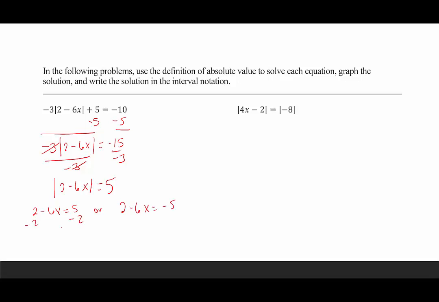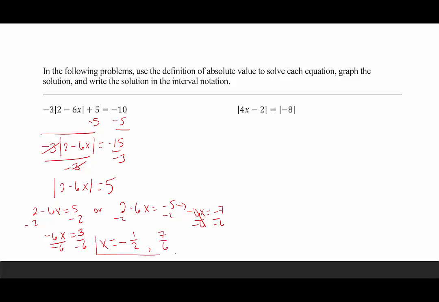Here we're going to subtract 2 from both sides. We get negative 6x is equal to 3. Divide both sides by negative 6. And we get x is equal to, this is a positive divided by negative, which will be negative, 3 over 6 simplifies to 1/2. For this one here, where I'm running out of space, I'm going to subtract 2 from both sides. We're going to get negative 6x is equal to negative 7. Divide both sides by negative 6. And we end up with negative over negative is positive, 7 over 6.